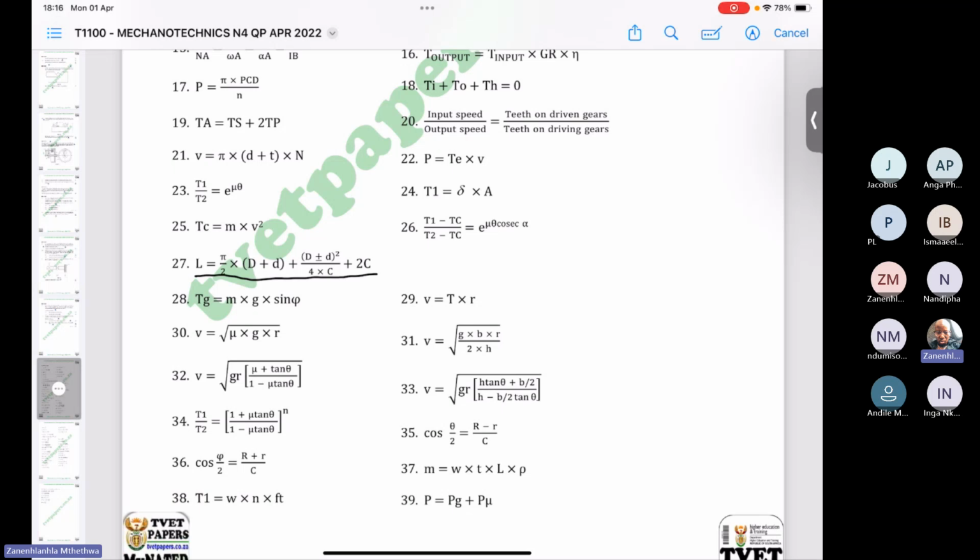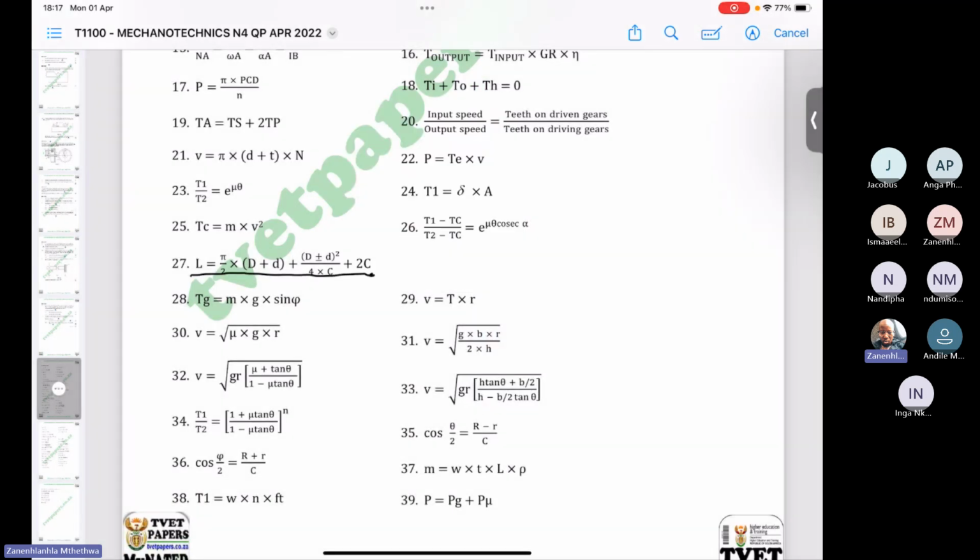So this formula to calculate the length of the belt. Formula number 27. This is the formula you use to calculate the length of the belt. I just want to check something quickly. Belt drives is module 6. Where's this thing? There we go. So this is the formula I'm referring to, because it happens sometimes that the question is based on having to calculate the length of the belt.